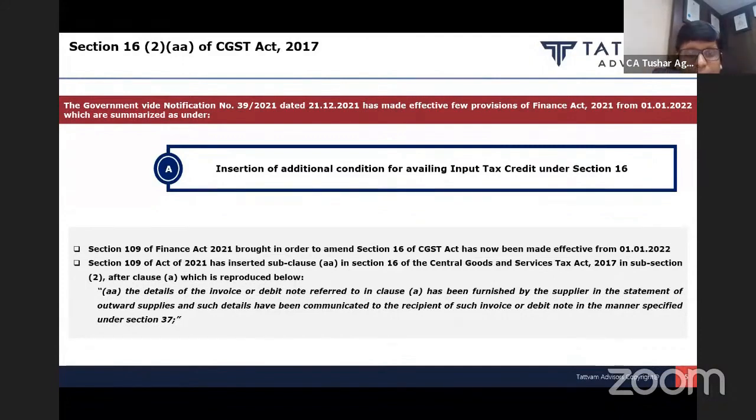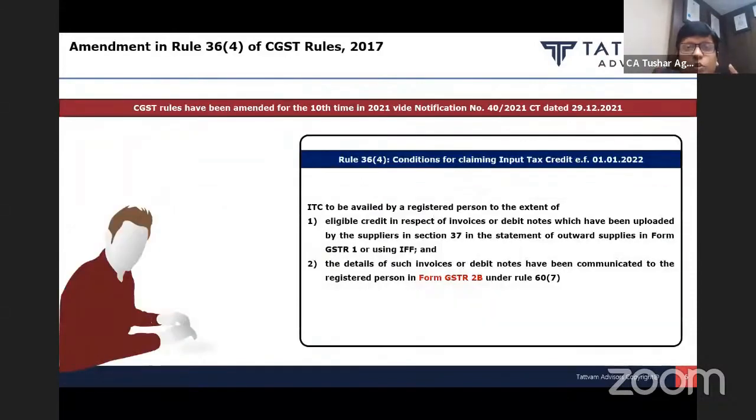Now, for the first time, they are introducing a provision under the Act which mandates the supplier to upload the invoice, which has to be communicated to the recipient, as a condition for claiming the credit. Section 16 talks about the conditions on the basis of which credit is available, and this is one of the conditions they have introduced: the supplier should upload the invoice and the same should get auto-populated to the recipient. Simultaneously with this amendment, they have also amended Rule 36(4), and we need to read both the Section 16 amendment as well as the Rule 36(4) amendment together to understand the impact of this amendment.